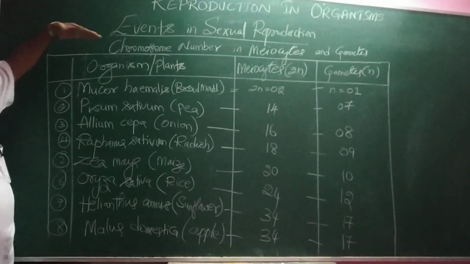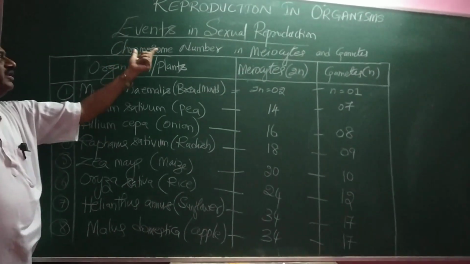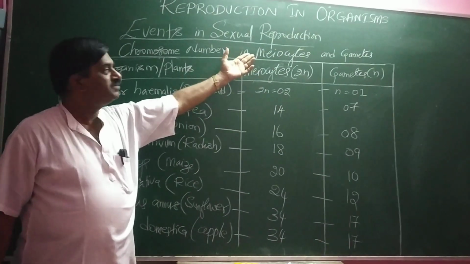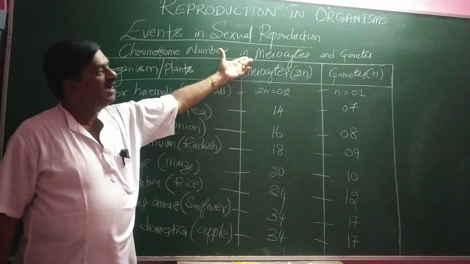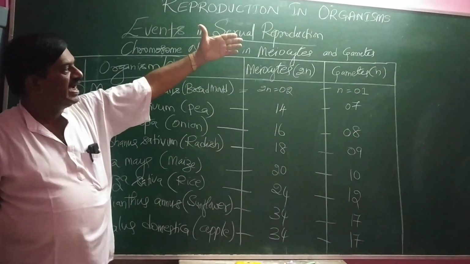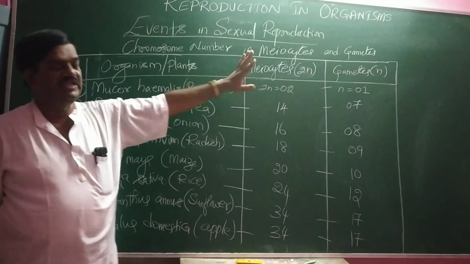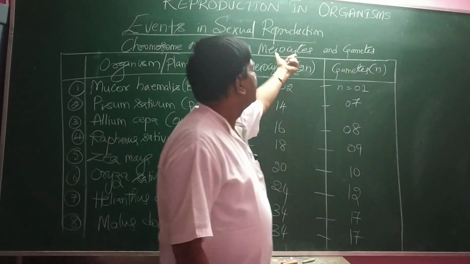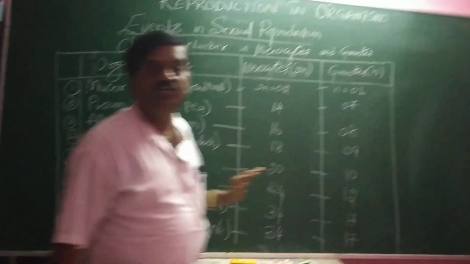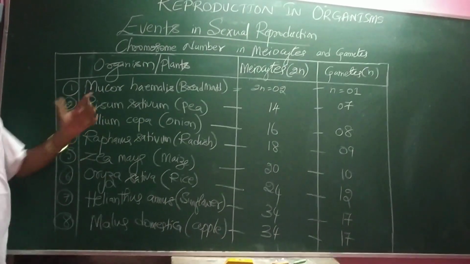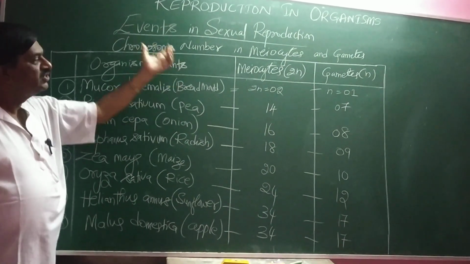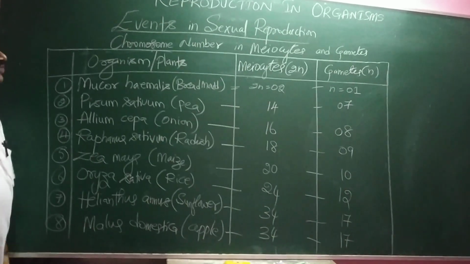Dear students, we'll go for the next topic: chromosome numbers in the meiocyte cells, called gamete mother cells, and the gametes produced. In a gamete, how many chromosomes will there be? So we are going to study the number of chromosomes in meiocyte cells and in gametes. First we are going to take examples from plants. In some of the plants, what is the chromosome number? Let's see.